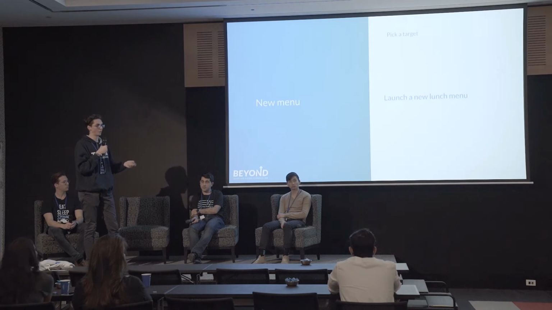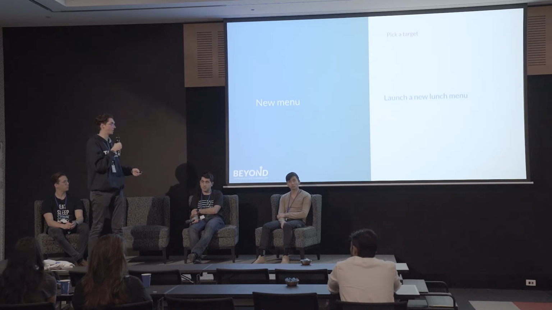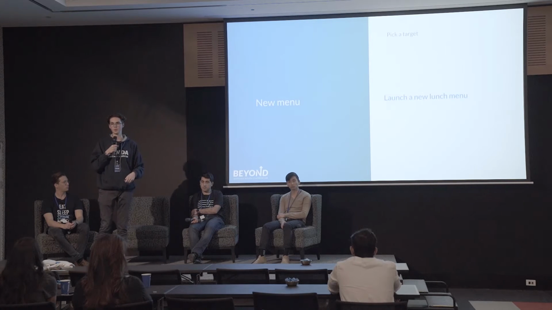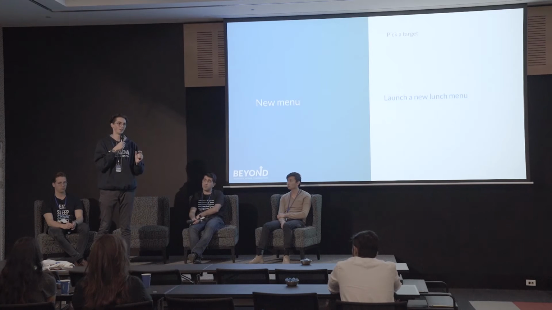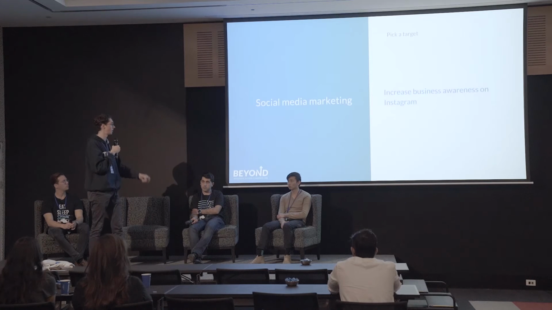So for the new menu, your target could easily just be launch a new lunch menu. So instead of looking at all the possible meals you can have throughout the day, like breakfast, lunch, and dinner, perhaps just focusing on a single element, like lunch, and creating a new menu just for lunch and seeing how that rolls, instead of spending so many resources trying to get new menus for all your different meals.